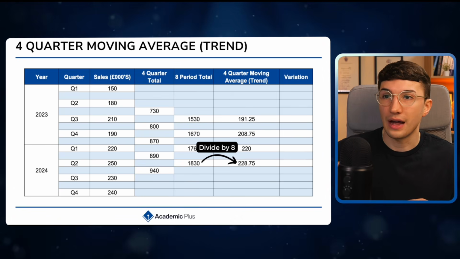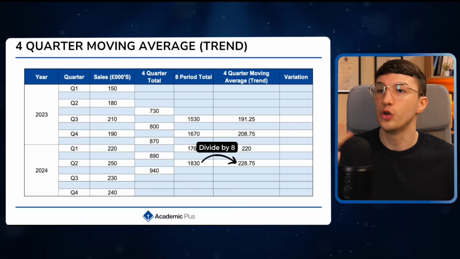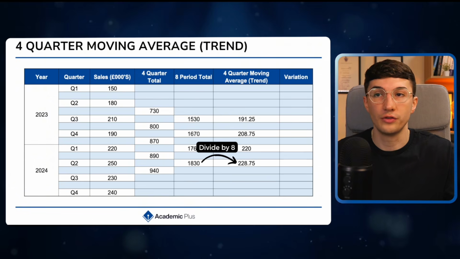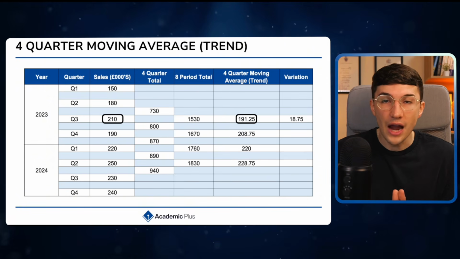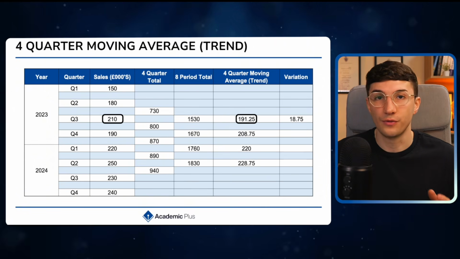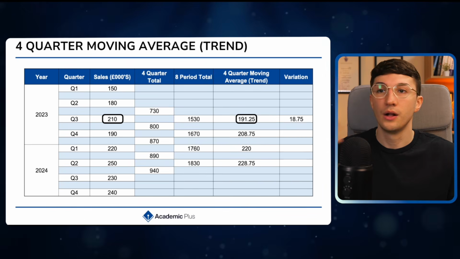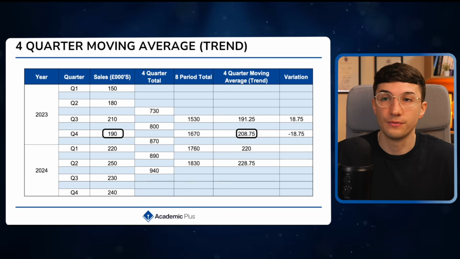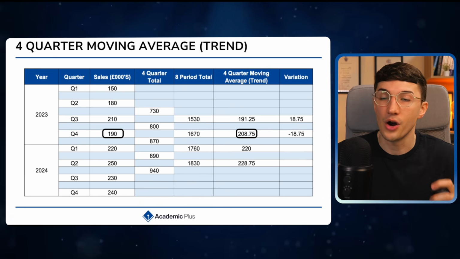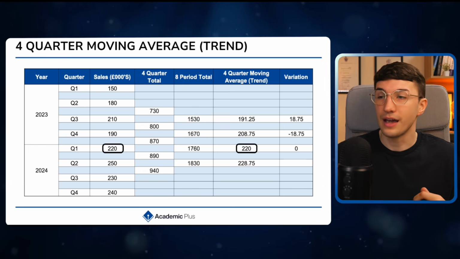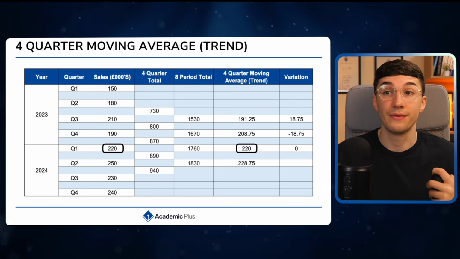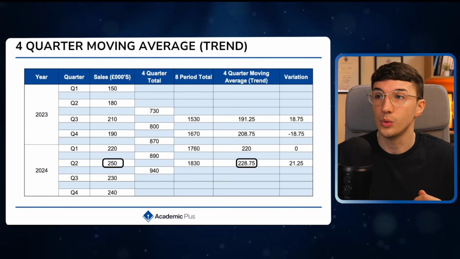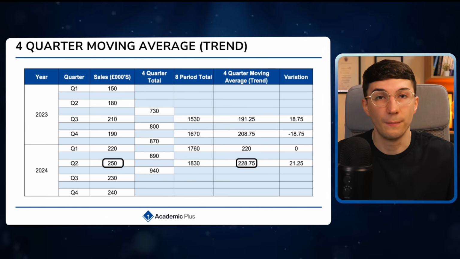So when we look for that line, we have a sales data of 210, but the 4-quarter moving average trend is only 191.25. So the variation would be 18.75. We just minus one from the other. Then we do the same thing again. We do 190 minus 208.75 to give me a variation of minus 18.75. Then again, for our Q1 of 24 to get me a variation of 0. And finally, to get me a variation in Q2 of 2024 of 21.25.